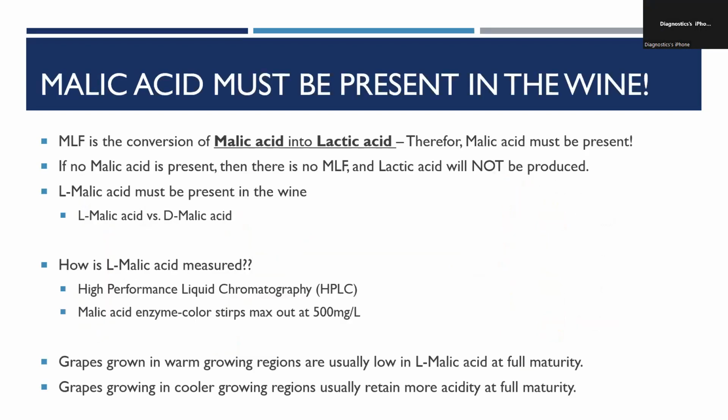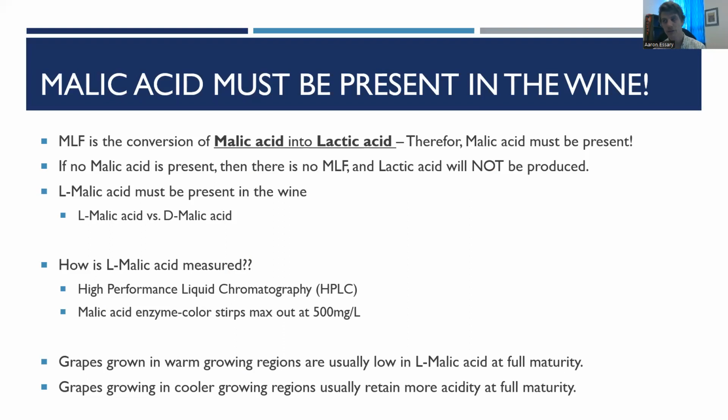So for malolactic fermentation to take place, malic acid must be present in the wine. It's a precursor. So MLF is the conversion of malic acid into lactic acid. Therefore, malic acid must be present. Now, I say this because in warm and hot growing regions, such as the South, Oklahoma, Texas, malic acid tends to deplete longer in the growing season. So the longer you wait to harvest, the less malic acid you have in hot growing regions.